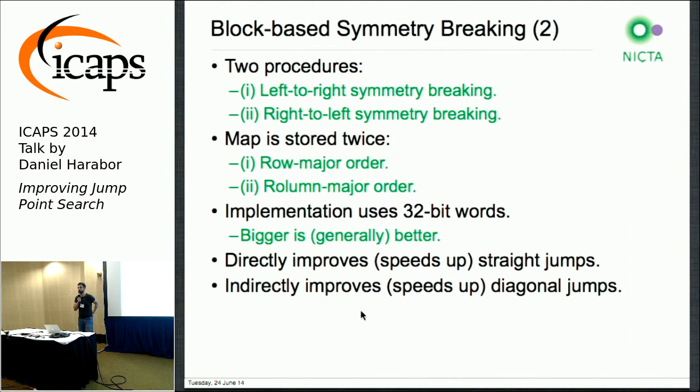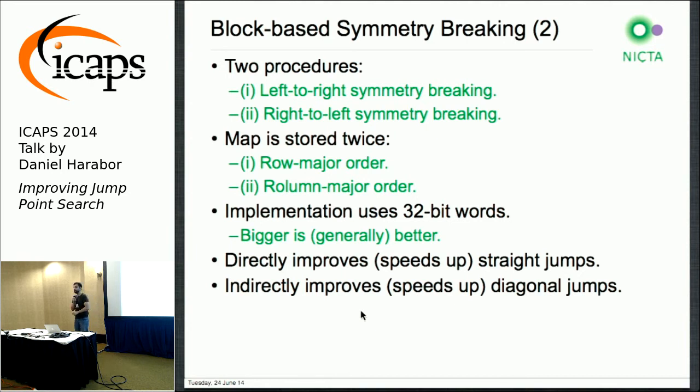So, that was a really simple example. In the implementation, things are a little bit more complicated. I showed you symmetry breaking moving from left to right. There's a similar procedure for moving right to left. We store the map twice. We store it once in row major order, and again in column major order. This allows us to do up and down travel in exactly the same way.